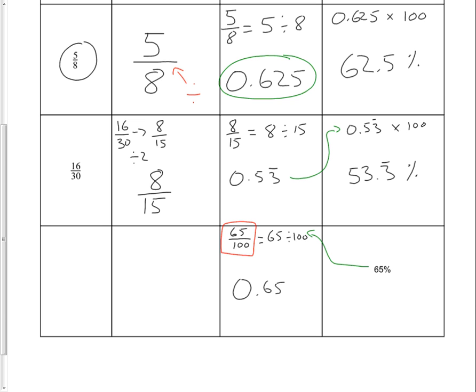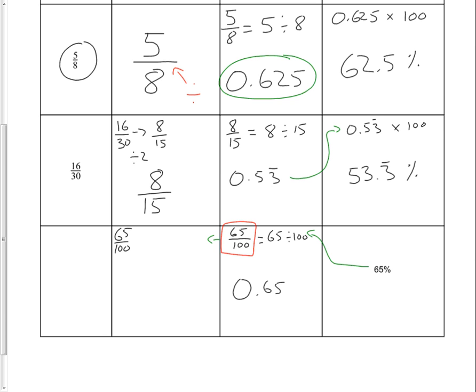Now, because I've actually written this as a fraction, the 65 over 100, I can use that fraction to convert this into lowest terms. So I'm going to move that fraction over to the next column and continue to work with it. So I've got 65 over 100. Now, 100 is an even number, but 65 is not, so I can't divide both by 2.